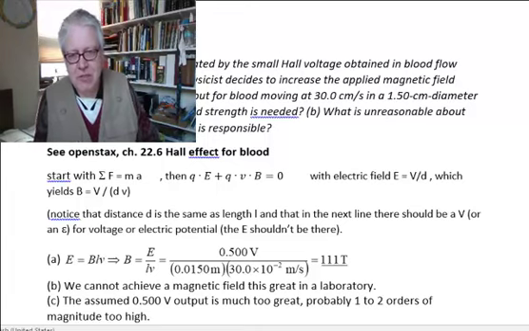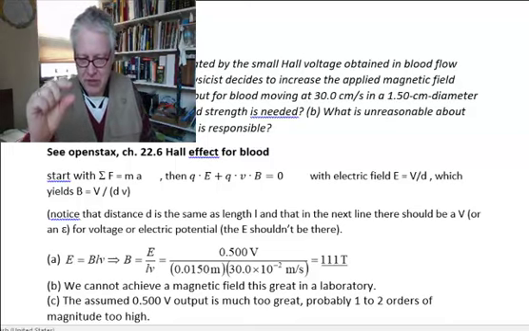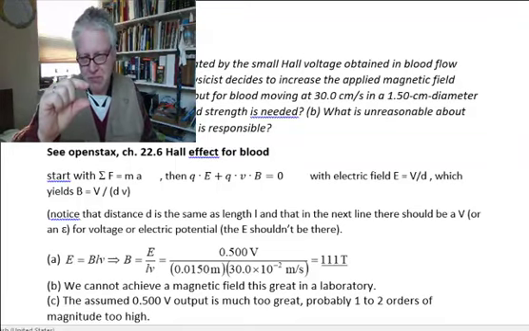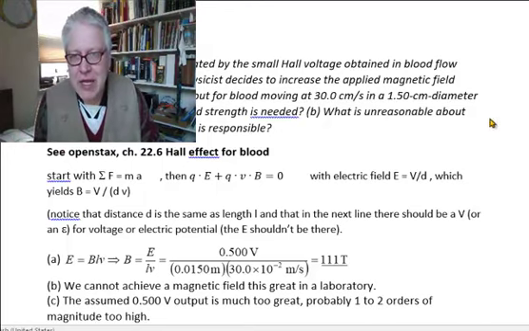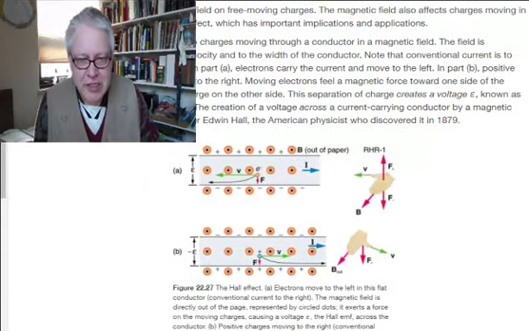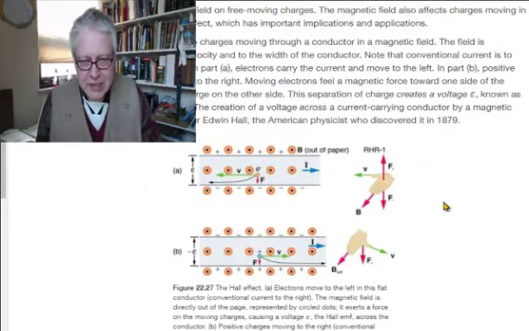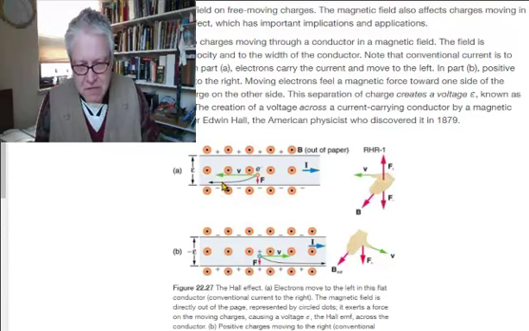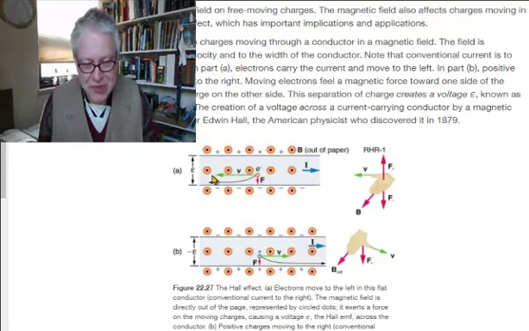The thing to keep in mind here is that this is about blood flow and that there's a vessel of 1.50 centimeters diameter, and I think you can see on the screen it is about this big, 1.50 centimeters. Anyway, I'm going to go over here to the OpenStax textbook. So here is the Hall effect, and let's only look at the first drawing here because the electrons are the charge carrier. The conventional current is moving to the right and the electrons are moving to the left, therefore they're of course the ones who carry the charge.